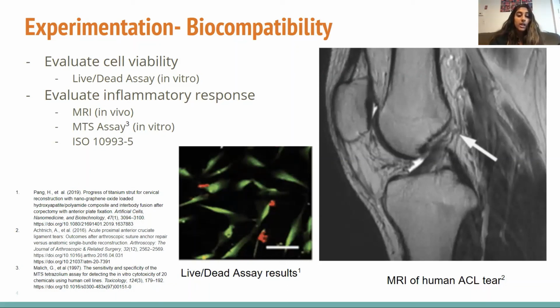We'd also need to check the inflammatory response and make sure there's no cytotoxicity according to ISO standards. So in animal models in vivo, we could use an MRI, as it's best for evaluating tissue. And while in vitro, we could apply the MTS assay to determine if cells are metabolically active to evaluate cell proliferation as well as cytotoxicity.